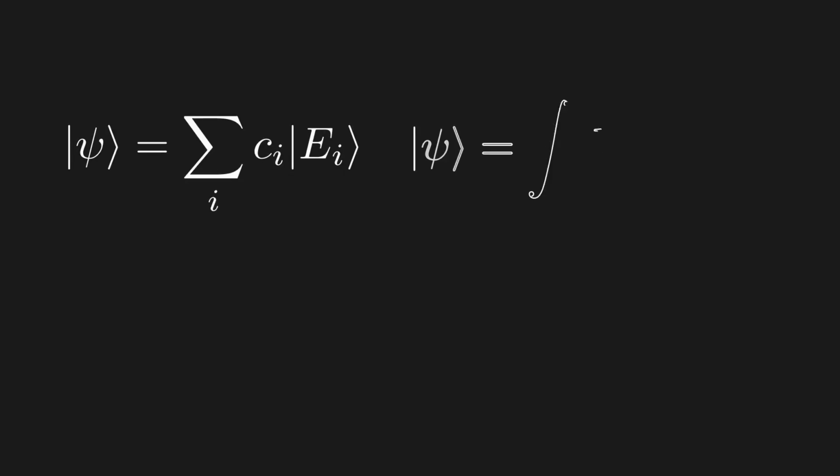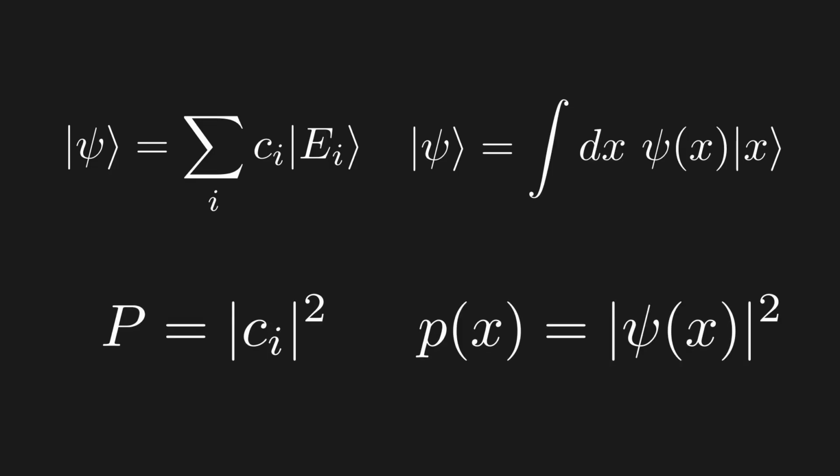To figure out the probabilities for a particular observable, we first expand our quantum state in a linear combination of that observable's eigenstates, which could be discrete or continuous as shown. The probability or probability density of measuring a particular value is equal to the magnitude squared of the coefficient in front of the corresponding eigenstate. This is the Born rule.